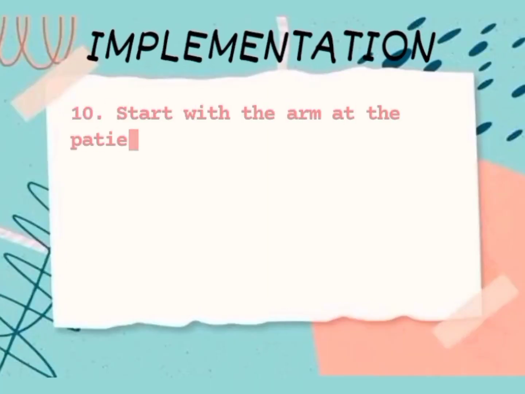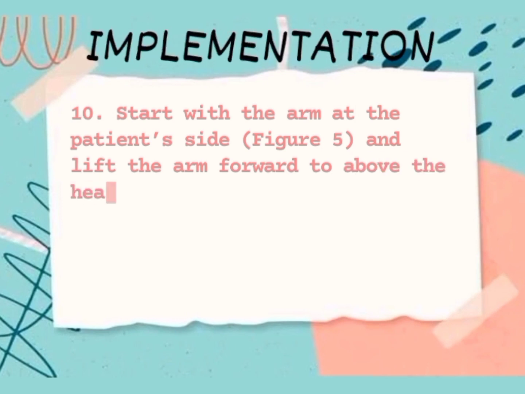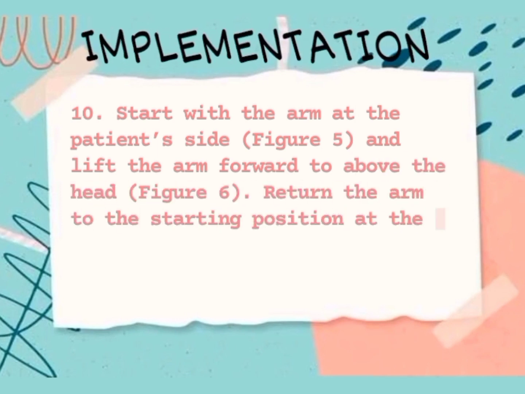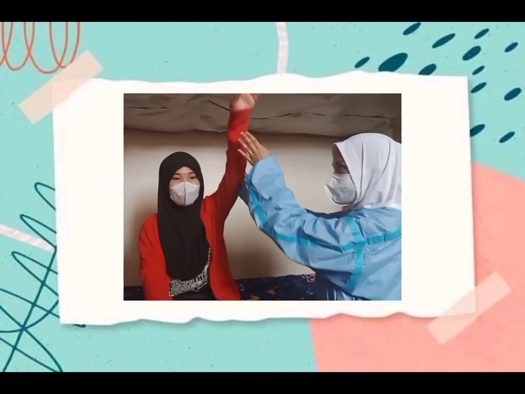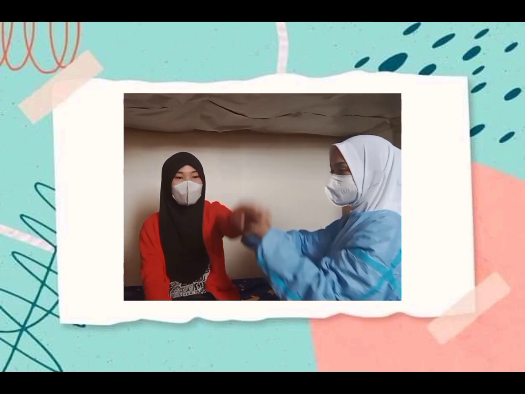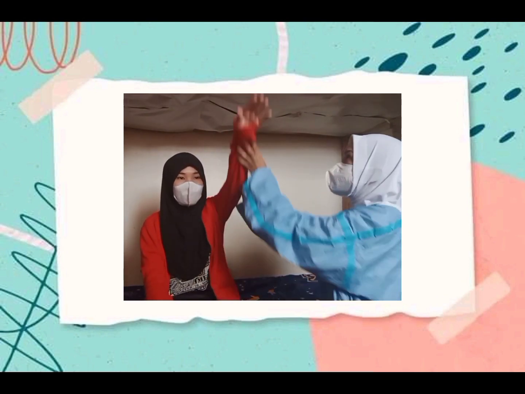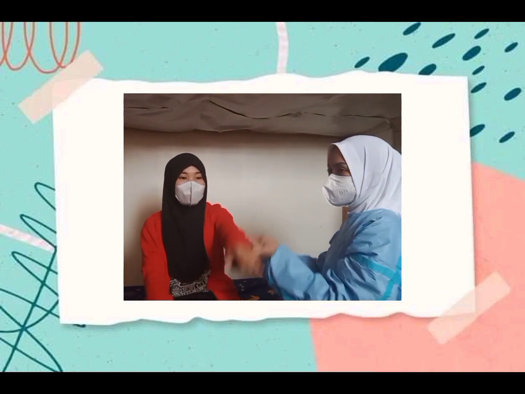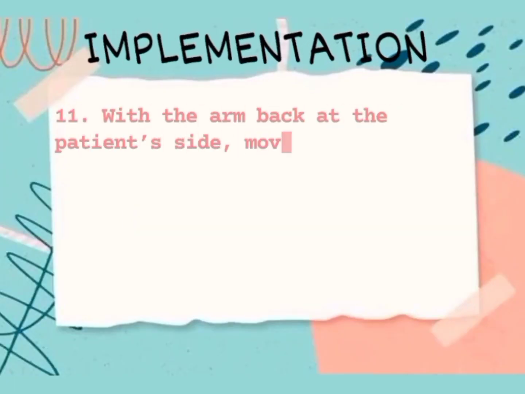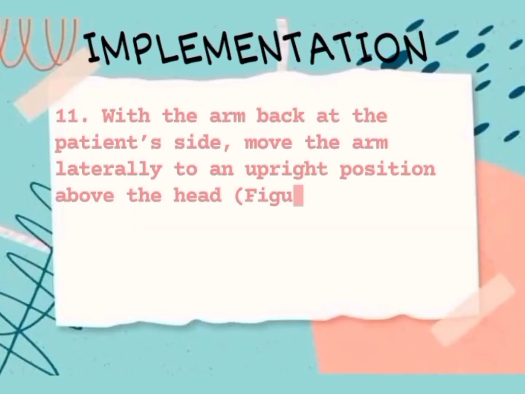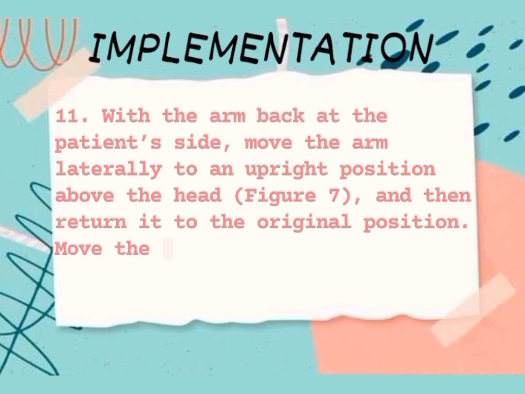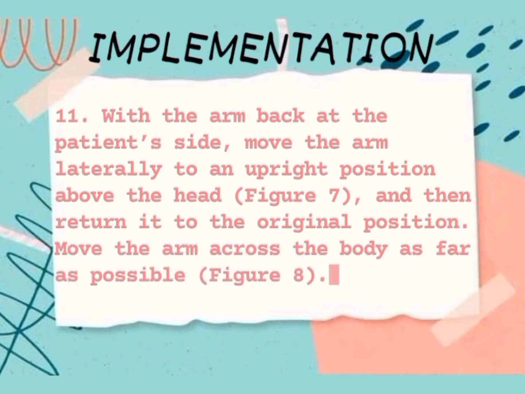Start with the arm at the patient's side and lift the arm forward to above the head. Return the arm to the starting position at the side of the body. With the arm back at the patient's side, move the arm laterally to an upright position above the head, and then return it to the original position. Move the arm across the body as far as possible.